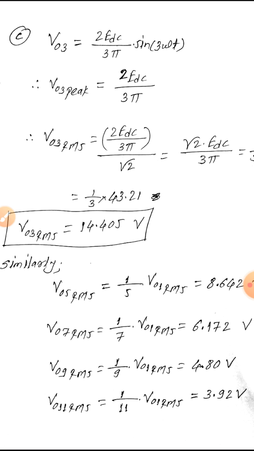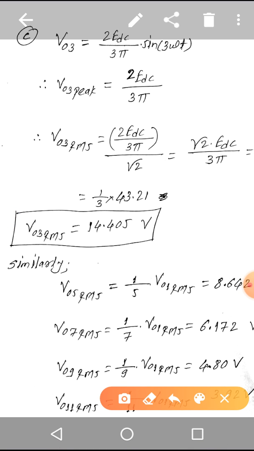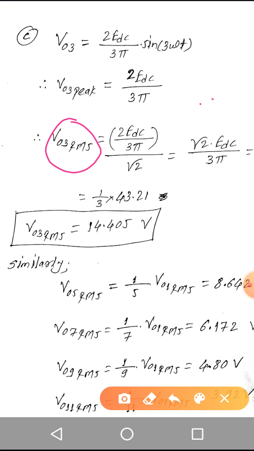So that's why here n is equal to 2 is not there, right? So directly we need to take n is equal to 3. N is equal to 3 means we need to find the V03 RMS, right? So V03 we are having, it is 2 EDC by 3 pi into sine of 3 omega t, right? So it is a sinusoidal.